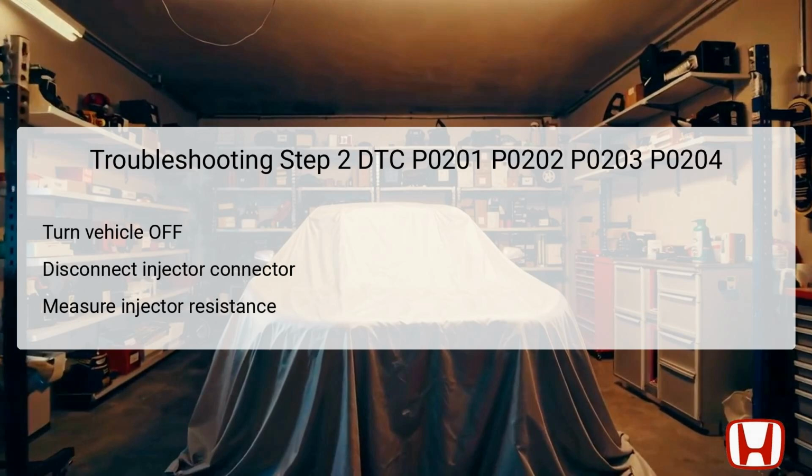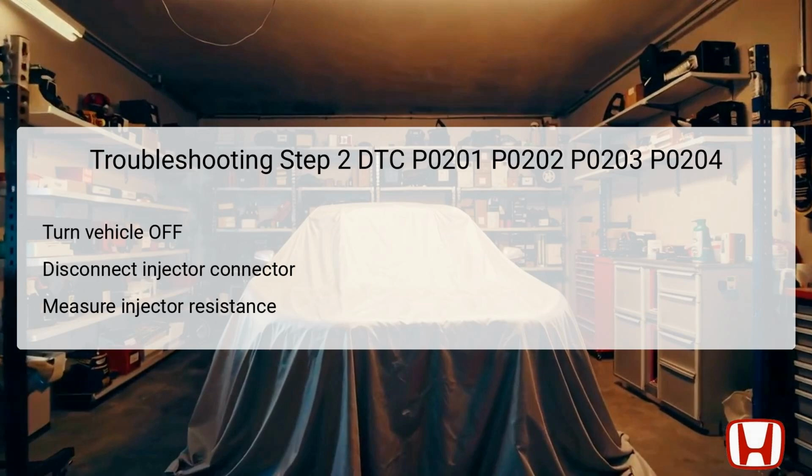First, turn the vehicle to the off-lock mode. This is crucial for safety when working with the electrical components of the vehicle. Next, disconnect the corresponding injector connector depending on the problem cylinder indicated by the DTC. Injectors are marked number 1 to number 4. With the injector connector disconnected, measure the resistance across the terminals at the injector side.